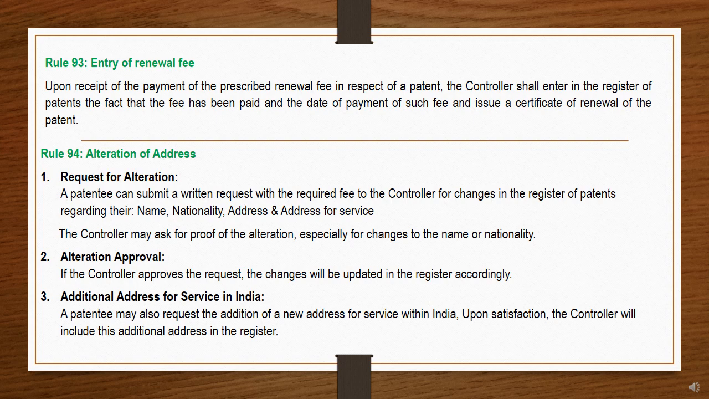First one, requesting changes. A patentee can apply in writing with a fee to the controller to update their name, nationality, address for service. The controller may require proof, especially for name or nationality changes. Second one, approval of changes. Once approved, the controller will update the register with the new details. And third one is adding an address for service in India. A patentee may also request an additional address for service within India, which will be added to the register once the controller is satisfied.